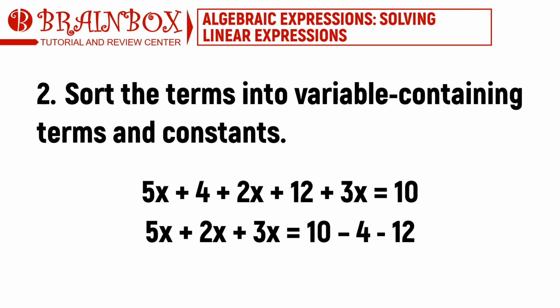Let's try sorting the given example. Let's move all the terms with x to the left side, and then all the constant terms to the right side. First, let's move 3x to the left side. Next, let's move 4 and 12 to the right side. Looking at the equation now, we can see that we have successfully sorted the terms.